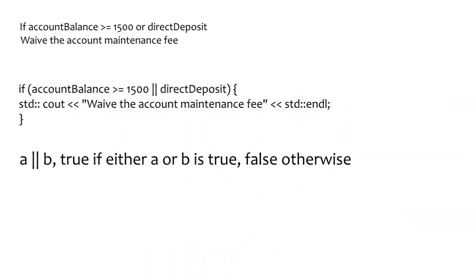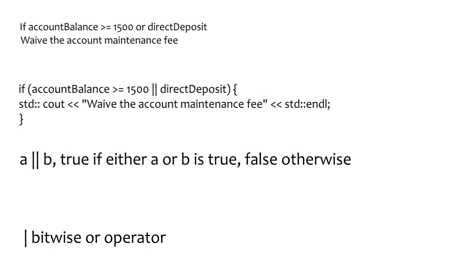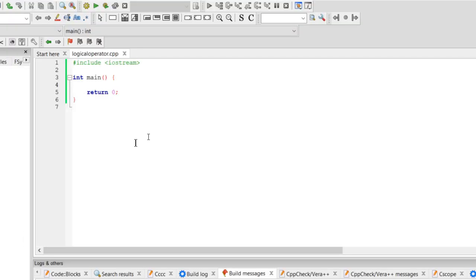The logical OR operator accepts two Boolean operands and returns true if any of the operands are true. If both the operands are false, it returns false. Be careful not to confuse logical OR operator with a single pipe operator, also known as bitwise OR operator. The bitwise OR operator has a different function than the logical OR operator. Let's test out the logical OR operator in a program.